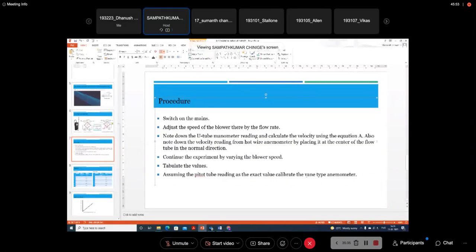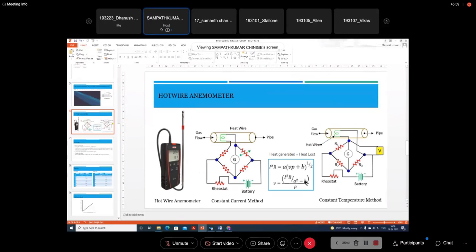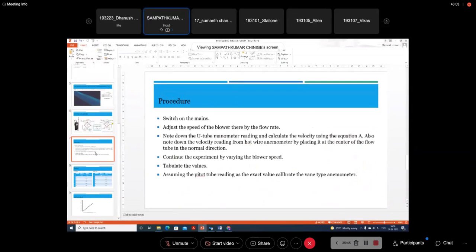The major thing is we started this experiment with a hot wire anemometer, where we are trying to find out the values of A and B, all right? But since we don't have the hot wire anemometer in working condition, we are taking the help of a vane type anemometer. And here we are trying to calibrate the vane type anemometer, okay? You may ask, sir, why are you then talking about the hot wire? Because the principle is the same.